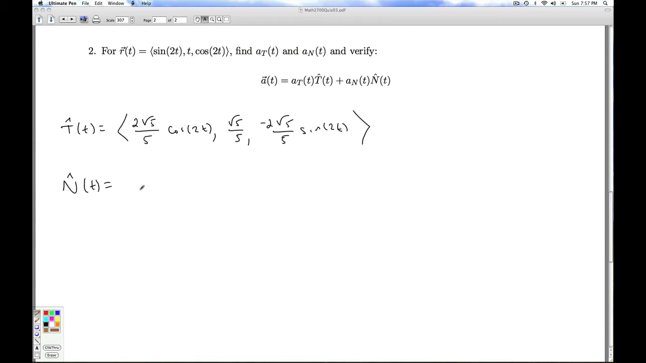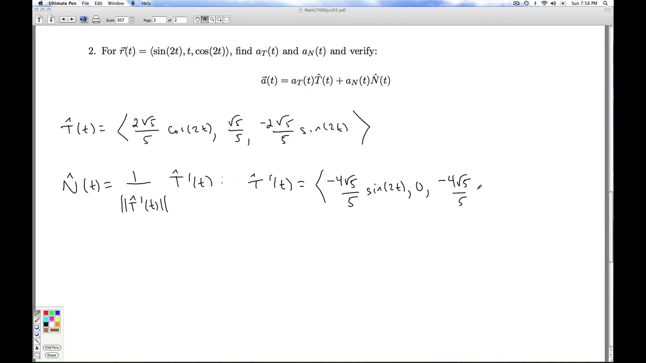N hat is the direction we're turning. So we're going to take the derivative, T hat prime of t, which is the rate of change of your direction, and then to make that a unit vector, we're going to have to divide that by its length. So what is T hat prime of t? We need that first and foremost. I'm going to have negative 4 square root 5 over 5 sine of 2t. The derivative of that is 0. The derivative of that is negative 4 square root 5 over 5 cosine 2t.